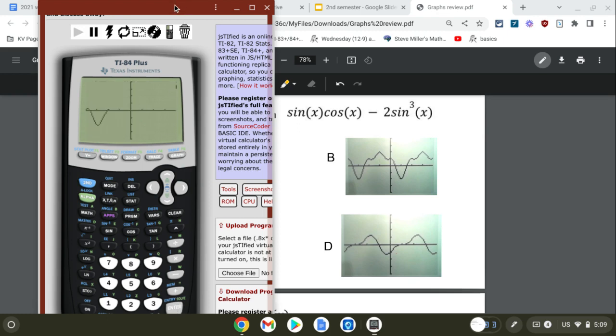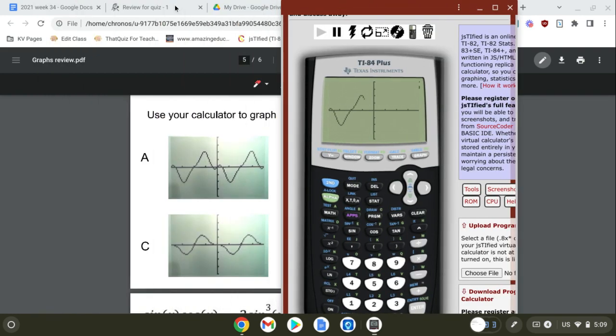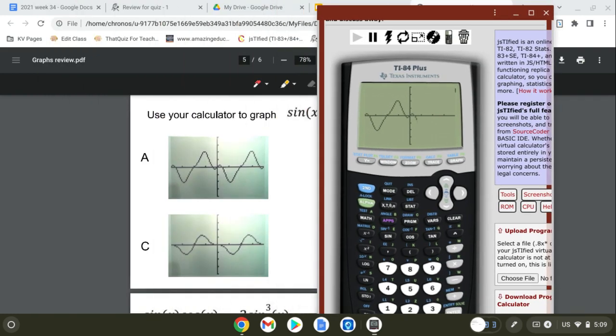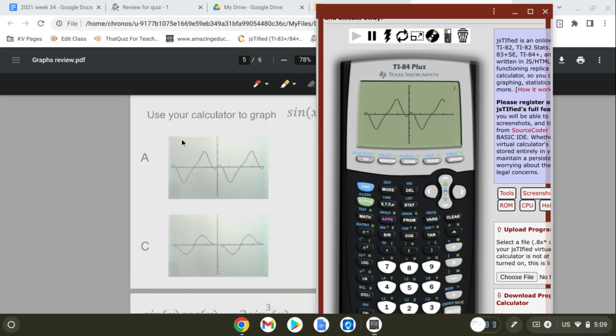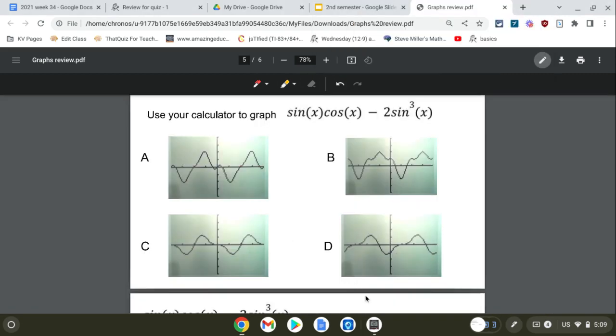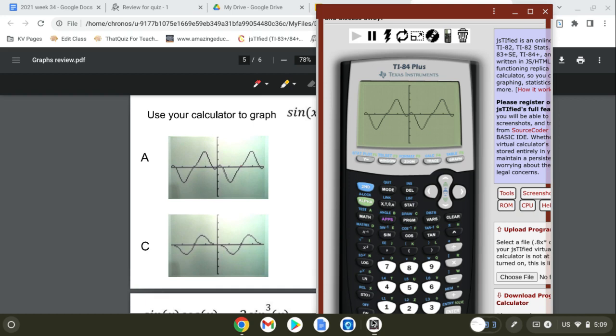And then we'll see which one of these it matches. Yep, it's a direct match for option A here. All right, option A is the answer for this one.